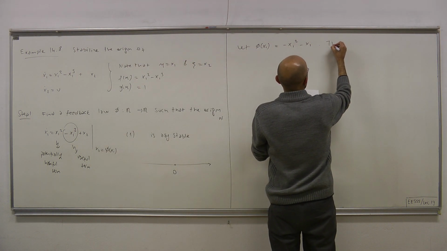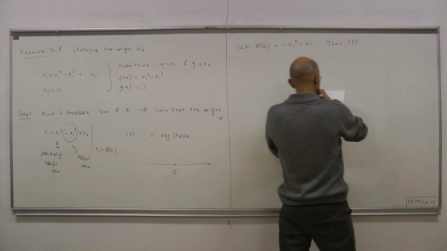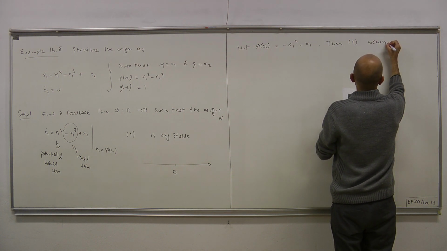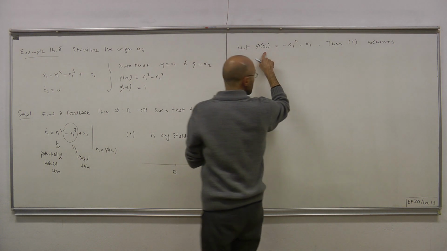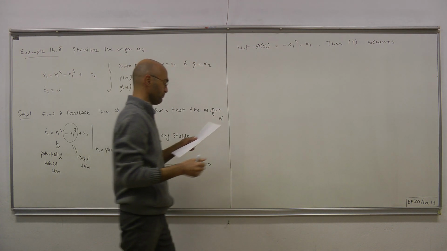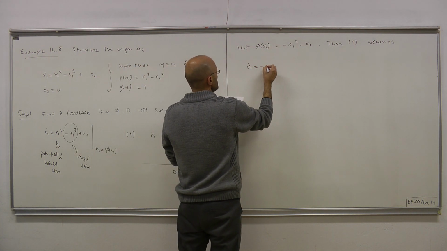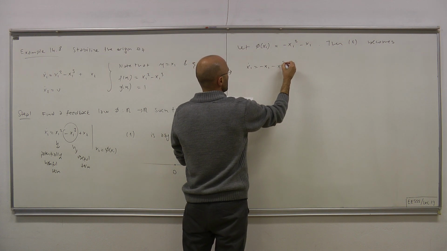Then the closed-loop system 1 becomes, under that choice of phi of x1, x1 dot equals minus x1 cubed.